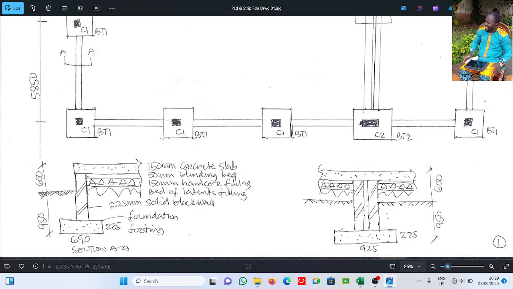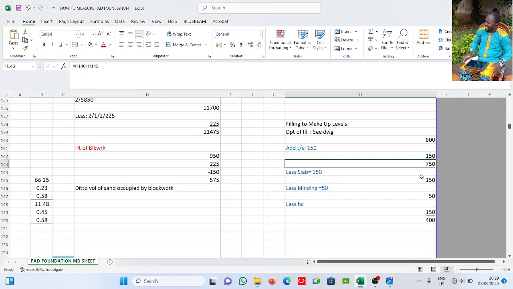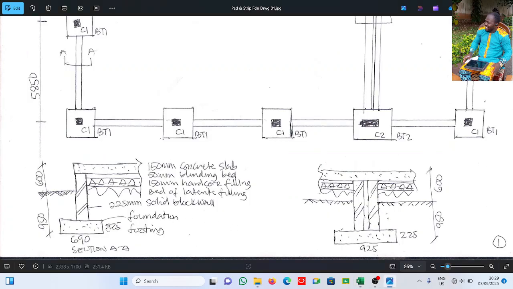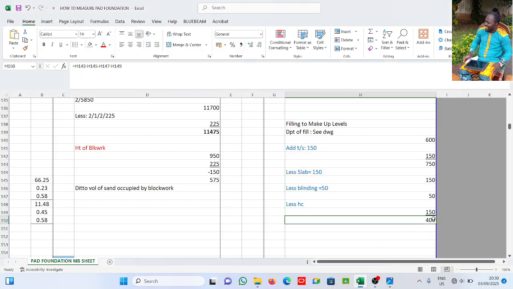So this is 600 plus our topsoil. That gives us 750. And when we have a less topsoil, here now you have to add it, that's 750. And then we remove the slab. We remove blinding. That's what you're seeing here. Remove the slab, remove the blinding, remove the hardcore. That is your laterite filling, the imported filling. See, bed of laterite filling. So that depth is 400.